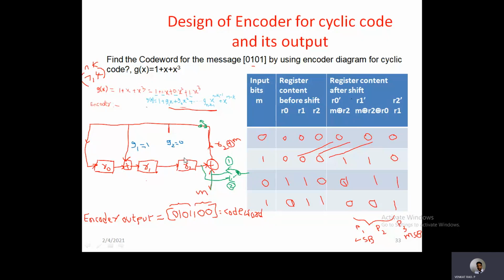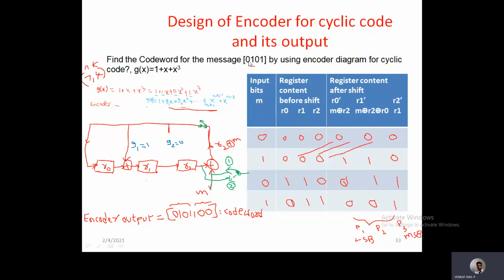Next, what is the flip-flop content of R2 after the shift operation, that is R2 dash? Where is the input coming from? The input is coming directly from R1 without any operation. So R2 dash is directly equal to R1. That's it. By using these formulas, calculate the flip-flop contents after every shift operation. Now, if the input is 0 and all the contents are assumed to be 0 initially, then R0 dash is equal to M XOR with R2, that is, 0 XOR with 0, which is 0. Again, for these XORs, all zeros means all zeros here.